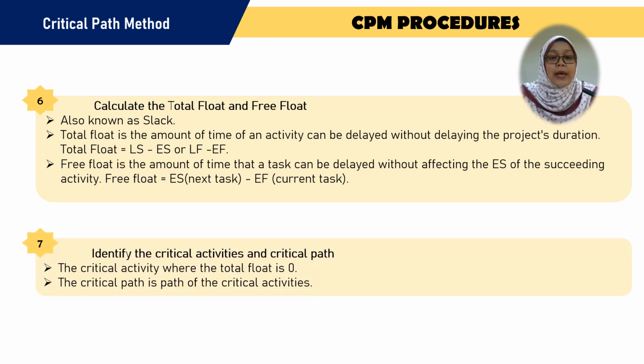After we identify the total float, we can identify the critical activities and the critical path. So how can we identify the critical activities and critical path? When the total float of the activity is 0, then the activity is a critical activity, and the critical path is a path of the critical activities.